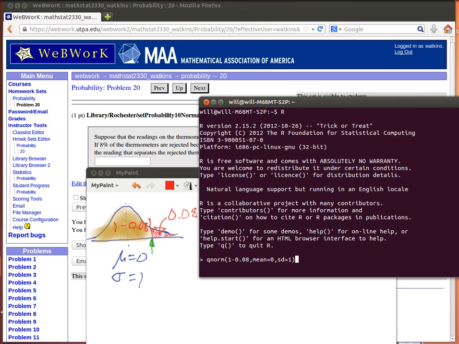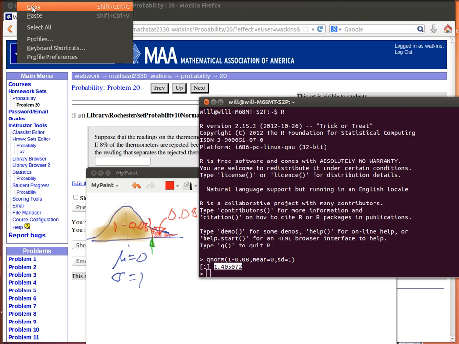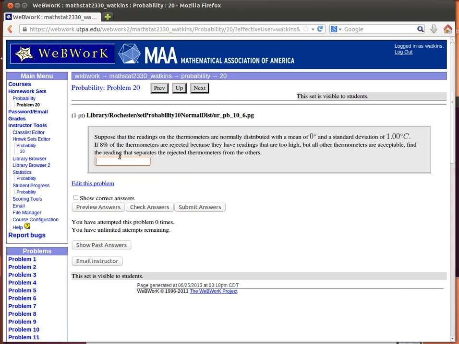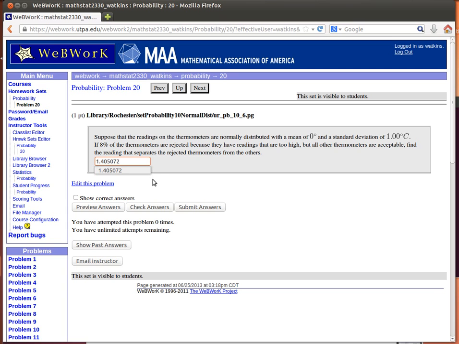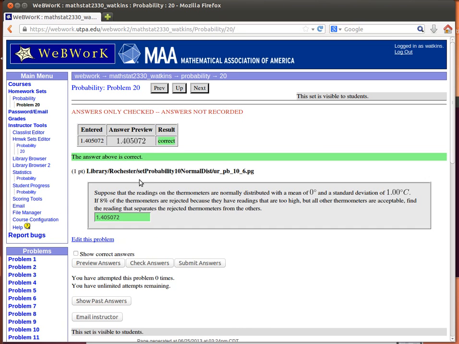That's the syntax for the qnorm function. So there's the amount that I'm looking for right there. Okay. Now it's going to be handy just to copy that amount and paste it in here. Okay. So there it is. Let's check our answer. And there's the answer.